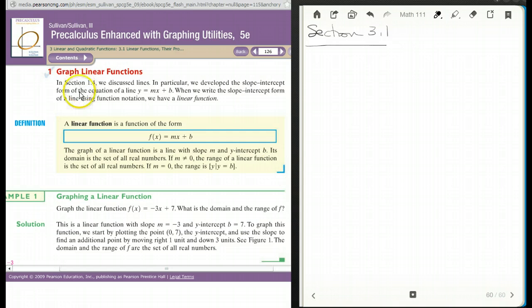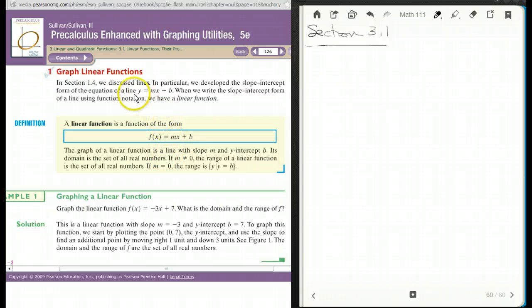So just a reminder that if you feel like you might need a refresher on how to graph lines, there is a section in our textbook that you can review. This is section 1.4, right? So if you need to review how to graph lines, please go to section 1.4, and I've given you some review problems for that on Moodle also already. Okay, so let's go ahead and just jump into this section here.